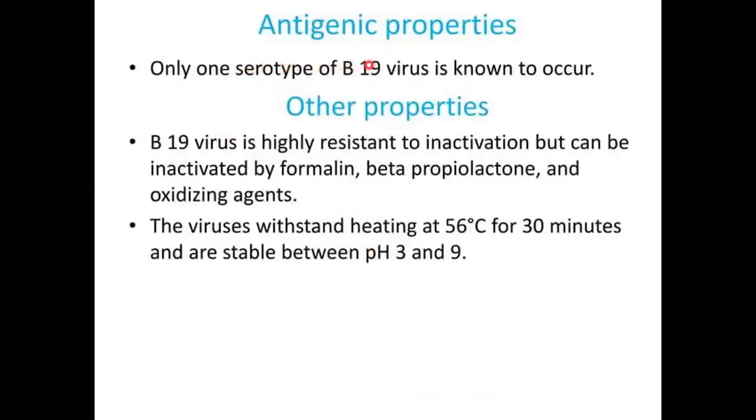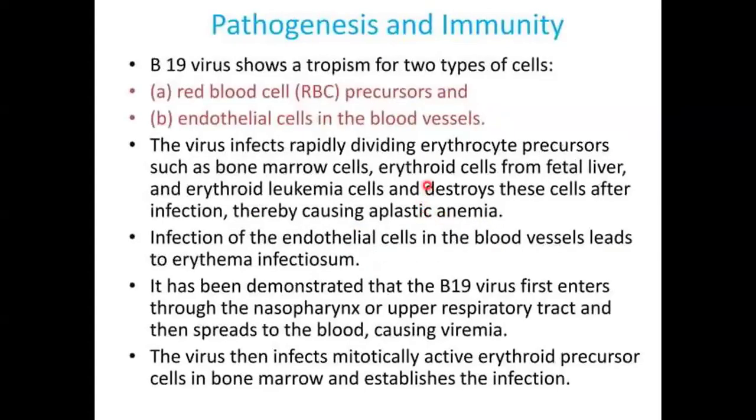Only one serotype of B19 is known to occur. Other properties: B19 is highly resistant to inactivation, but can be inactivated by formalin, beta-propiolactone, and oxidizing agents. As you can see, it's a naked virus. So if it falls on a surface, you can easily get it. It can withstand heating at 56 degrees for 30 minutes and is stable between pH 3 and 9. So you can see how stable this virus is. Pathogenesis.